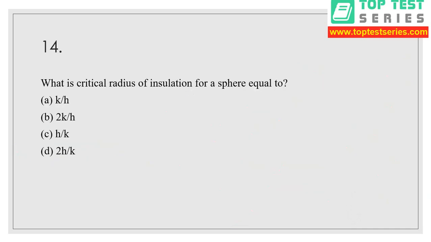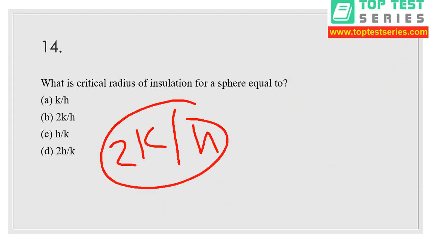Question number 14. What is the critical radius of insulation for a sphere equal to? As I have discussed earlier in the very earlier questions, it should be 2k by h. 2k by h. If you get confused, my dear, just put the unit of k by h.